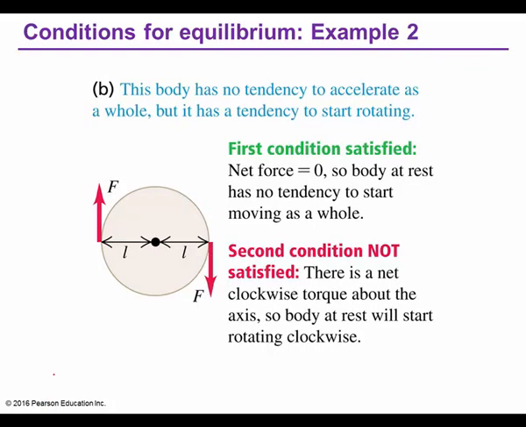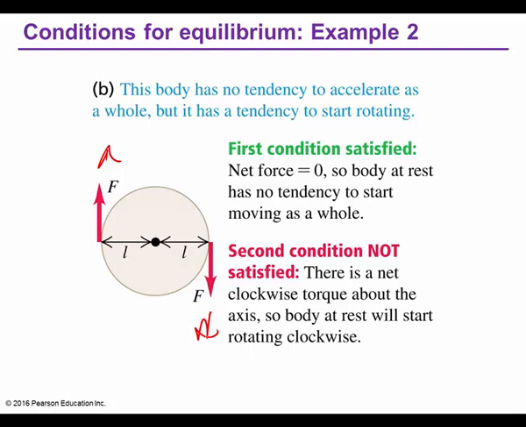However, if we look at condition two, example two, this has no tendency to accelerate as a whole, but it does have a tendency to start rotating. Why? Well, because notice you've got a force up. And remember, how do we calculate torque? If you go back and look at your equations, I believe it was in Chapter 10, the force times the length, FL, is torque, isn't it? Well, notice that one is going up and one is going down, all right?